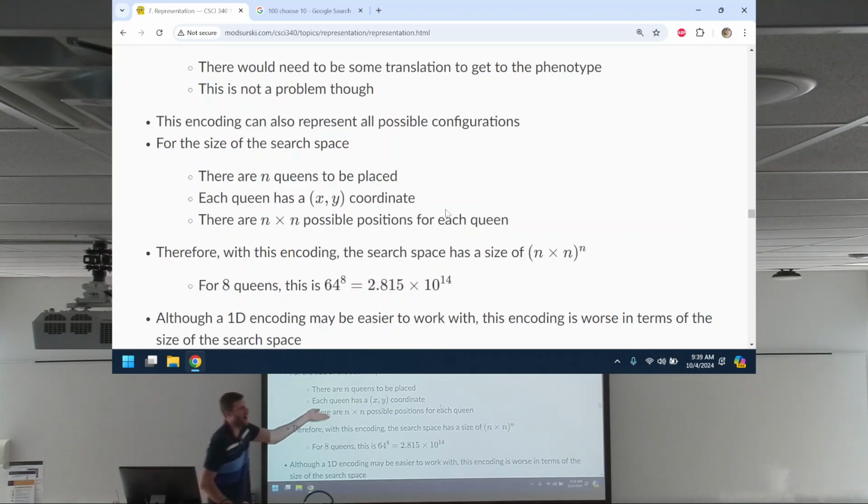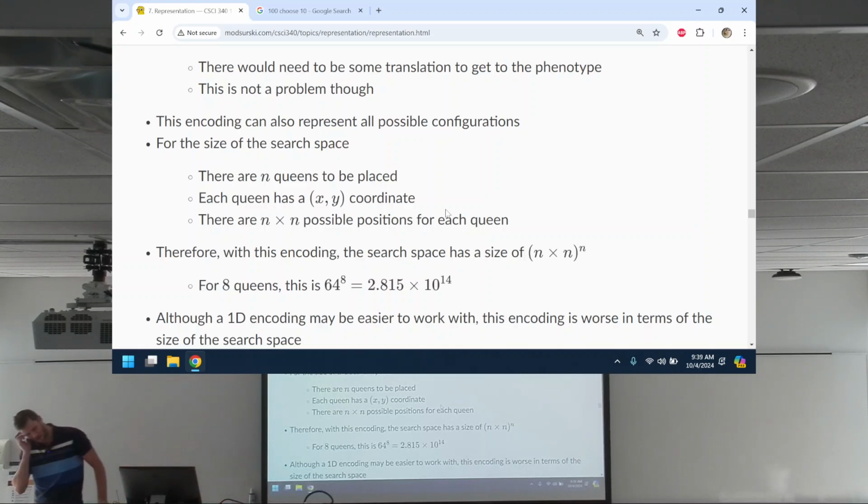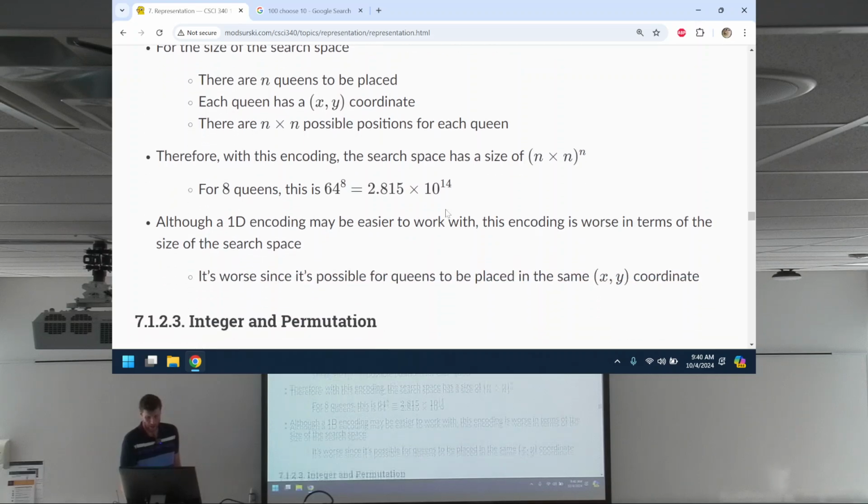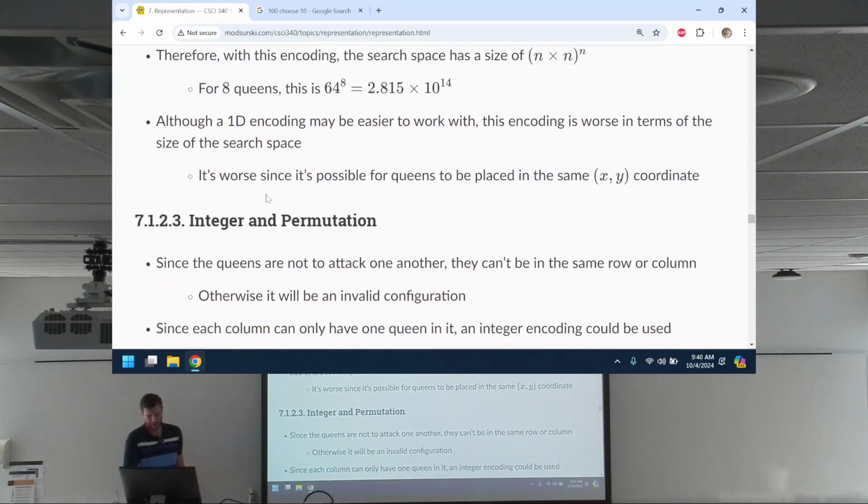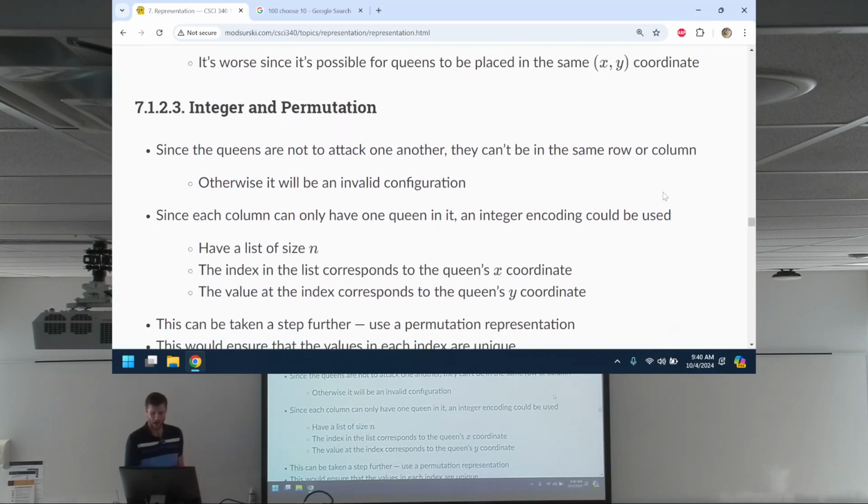So that's actually why this one gets worse. So, all right, this 1D encoding is actually a little worse. To be clear, it can work. This encoding is functional. Not particularly good, but functional. If you implement it and you run it, you'll see the evolution happen. Yeah, it's worse since it's possible for queens to be placed in the same xy coordinate. So now how about this?